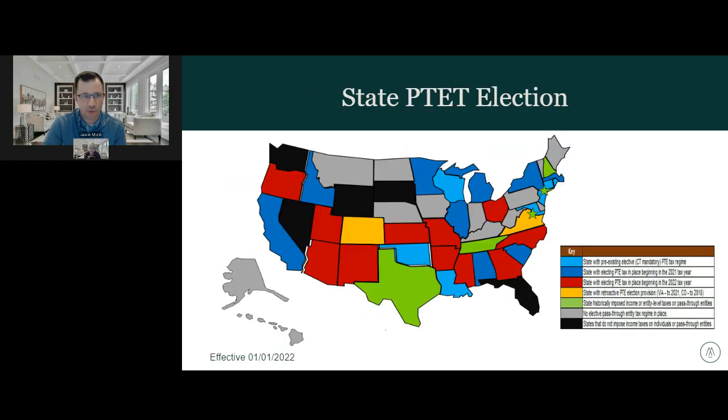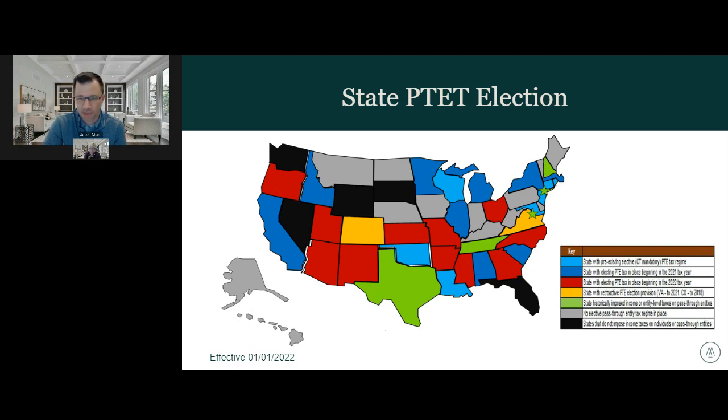I want to touch real quickly on state pass-through entity elections. This is a fun multicolored map. It's a little out of date at this point, but it talks to the Tax Cuts and Jobs Act limiting the state and local tax deduction for individuals on Schedule A as an itemized deduction. So it basically put a cap of $10,000, the SALT cap.